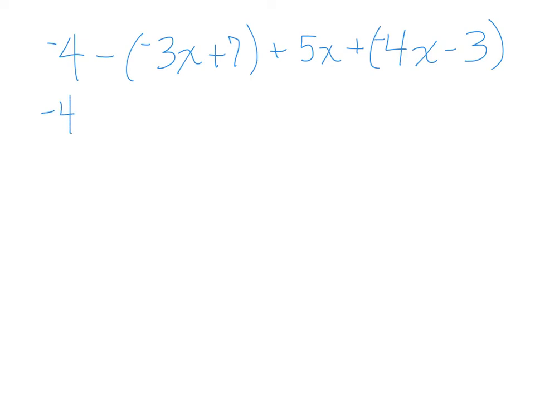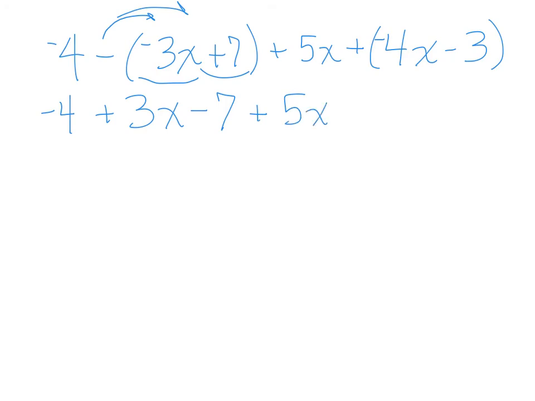We are now going to be removing the parentheses with this first expression, and this sign says it's going to be the opposite of everything in there. So instead of a negative 3x, I will have a positive 3x, and instead of a positive 7, I will have a negative 7. Or instead of adding 7, I will be taking away 7.